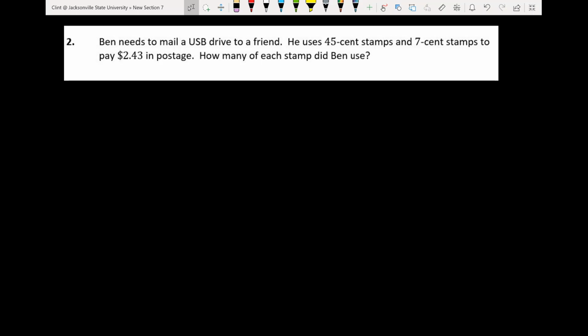So one way I like to work this problem is I'll take the $2.43, the total, and divide that by 45 cents, 0.45. And that comes out to 5.4. So the most possible 45-cent stamps we can use is 5. So I'm going to make 2 columns, a 45-cent column and a 7-cent column, and let's just try out some different combinations here. The most 45-cent stamps we can use without going over is 5.